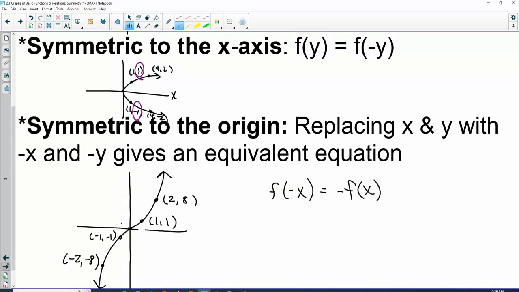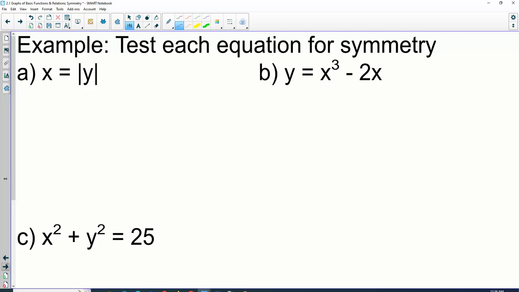Origin, our points are total opposites. The x changes sign and the y changes sign. So we're going to change our signs on the x's and the y's. So in terms of talking about the equations, there are different options.